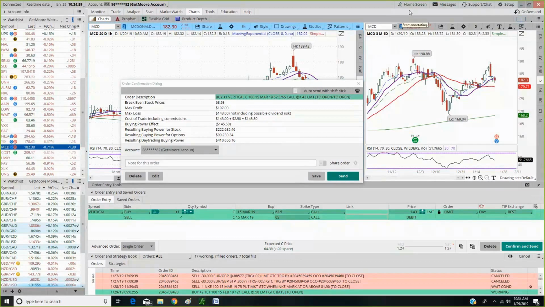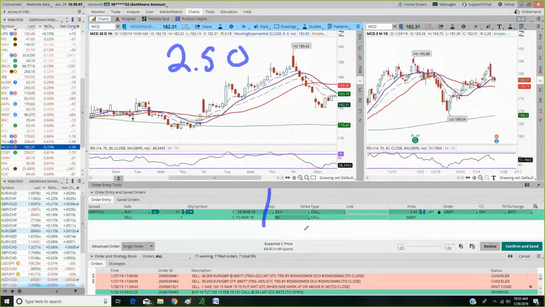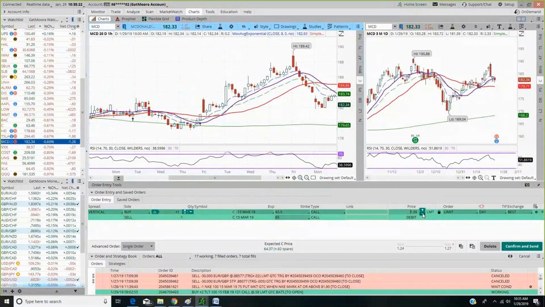What's my credit? Well, here we go. If this is a $2.50 wide spread, that's what the spread is, right? Half of that is 125, right? Y'all with me? So, I know that with a $2.50 wide spread, the most I can pay is $1.25.